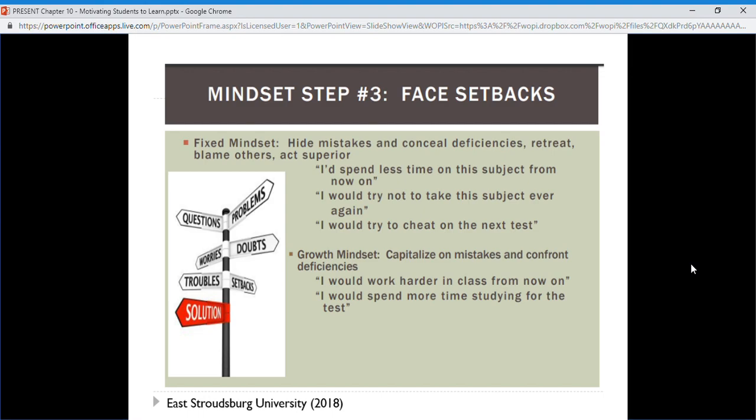Whereas with a growth mindset, if a mistake is made, you capitalize on it and confront your deficiencies. So say to yourself, I'm going to work harder in class from now on, or I'll spend some more time studying for the test, and realize that even though you suffered that initial setback, you can grow and develop more skills to be able to be more successful in the future.